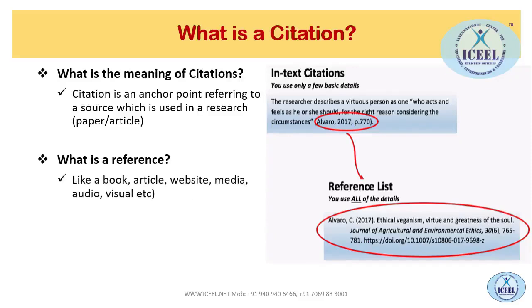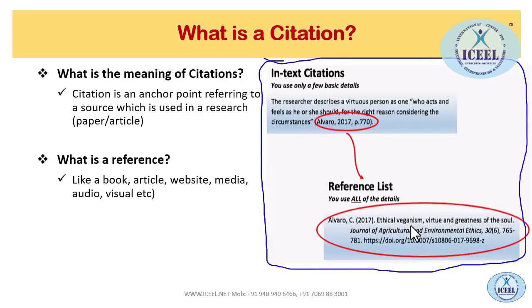A reference means what? It's like a book, article, website, media, audio, visual, maybe anything. Certain references may be gray, certain may be authentic, right? But these are all reference types, mind well. Here you can see, it is a citation. And for this citation, a reference has been given in the reference section in a full-fledged way. So what Srikant said is perfect, and other guys have also understood it. So these are examples of citations and references.